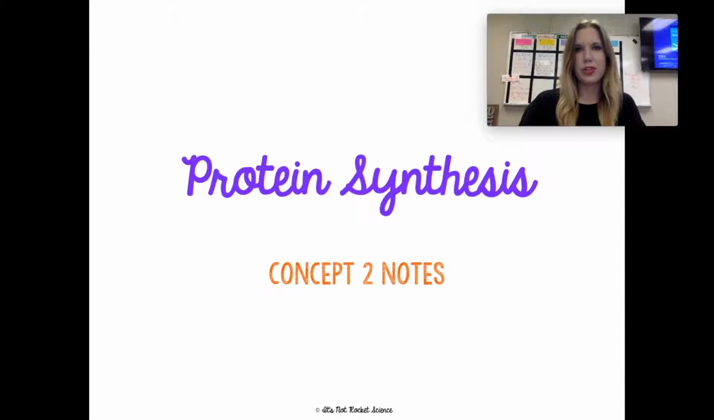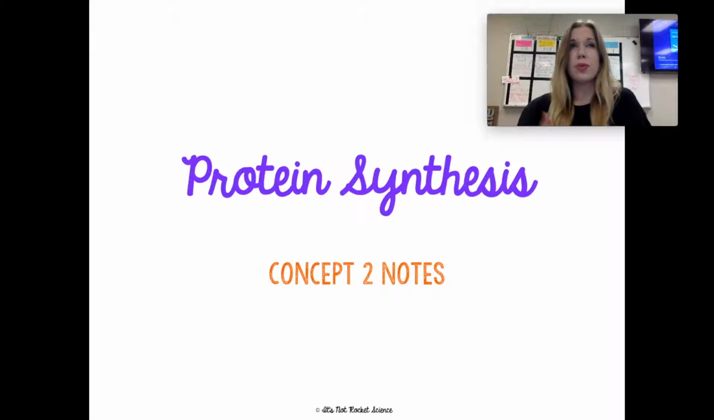All right, so welcome to Concept 2 Notes in Unit 4, Genetics and Protein Synthesis. We just wrapped up DNA structure and replication, and now we're going to talk about something a little bit different. DNA replication has more to do with mitosis and the cell cycle than it has to do with making protein. Everything we've been talking about, DNA and our genes, replication is more about the cell cycle.